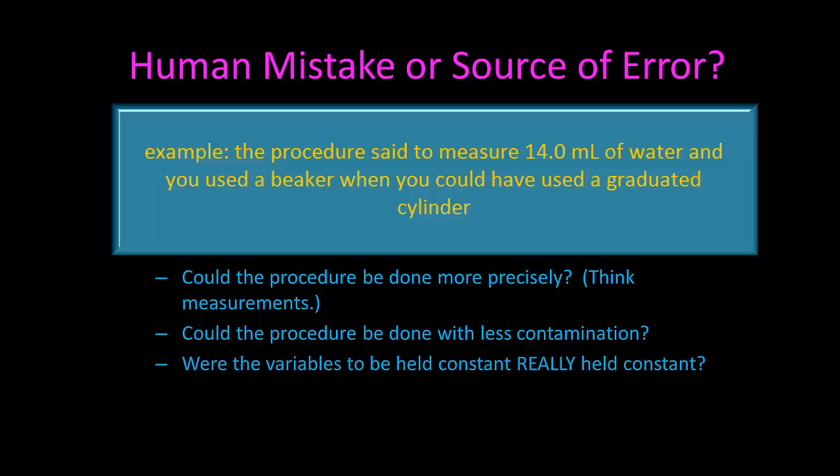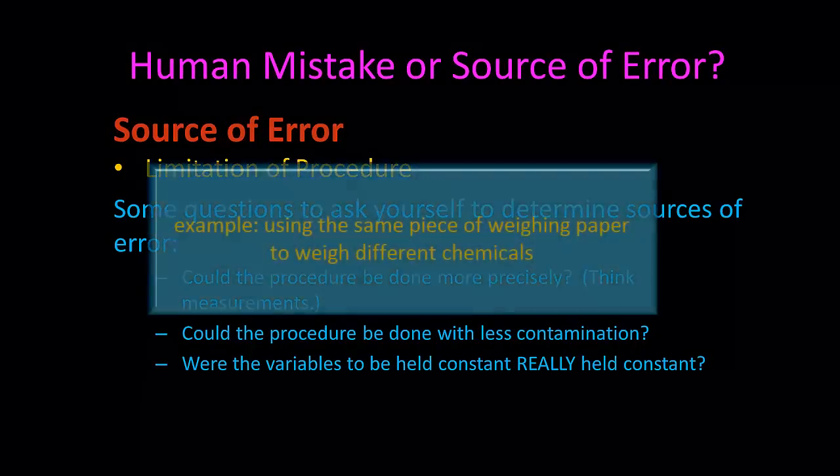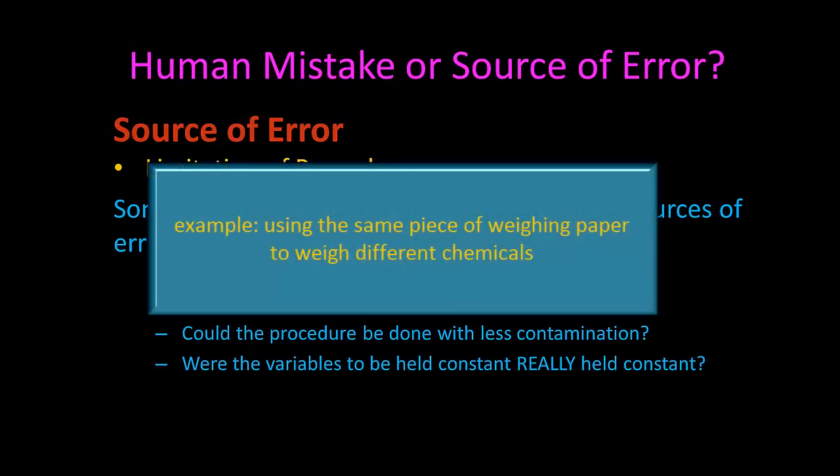Were the variables held constant really held constant? An example would be if the temperature of the room changed during the experiment when it was not supposed to change. Temperatures can speed up or slow down reactions, and they can also affect the volume a liquid occupies. Liquids have a tendency to expand when they get warmer or contract when they get colder. If the answer to this question is no, then it could be a source of error.